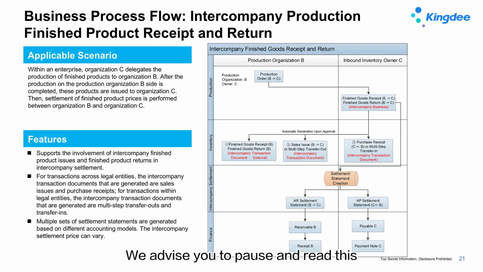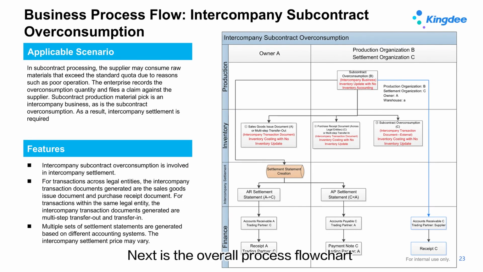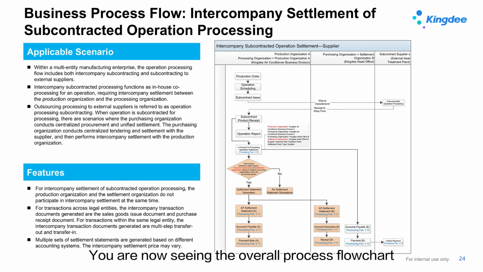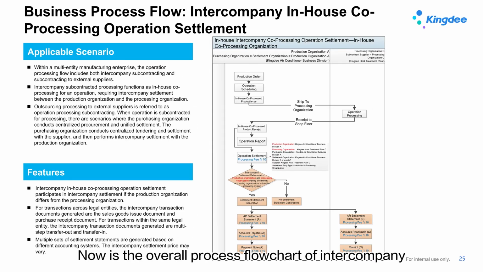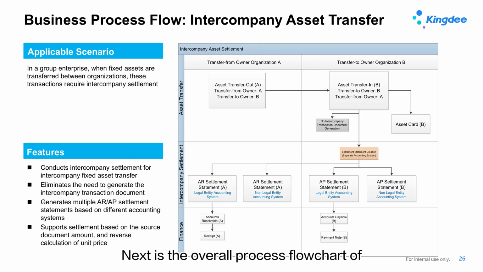We advise you to pause and read this. Now is the overall process flowchart of intercompany subcontract production. Next is the overall process flowchart of intercompany subcontract overconsumption. You are now seeing the overall process flowchart of intercompany settlement of subcontracted operation processing. Now is the overall process flowchart of intercompany in-house co-processing operation settlement. Next is the overall process flowchart of intercompany asset transfer.